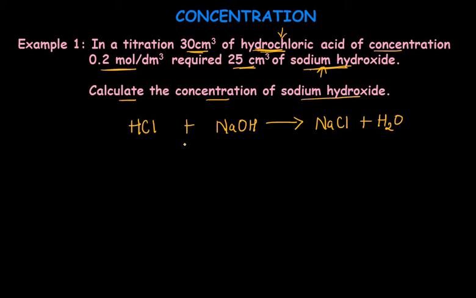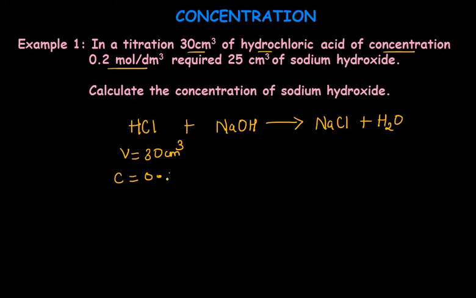Now just have a look at the equation. If we need to balance, we should balance it, but here no balancing is required because the equation is already balanced. Now let's first make a list of the quantities we know. For example, for HCl, we know the volume. So the volume of hydrochloric acid is 30 centimeter cube. Then the next thing we know is the concentration of hydrochloric acid. So below the hydrochloric acid, we are writing its concentration as 0.2 moles per dm cube.